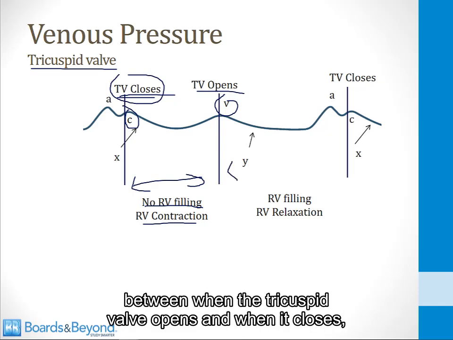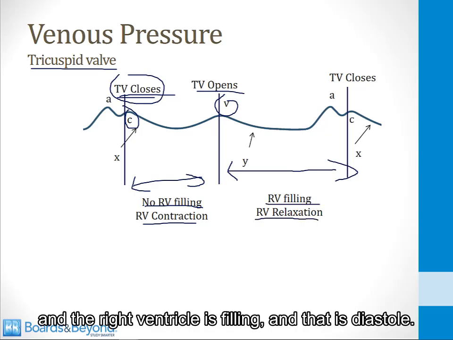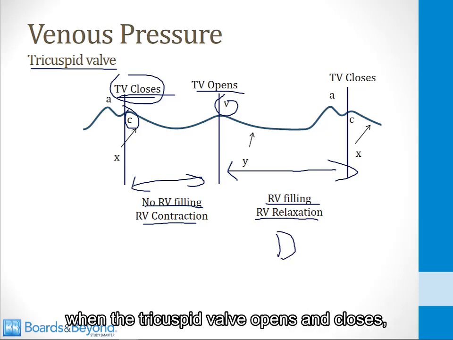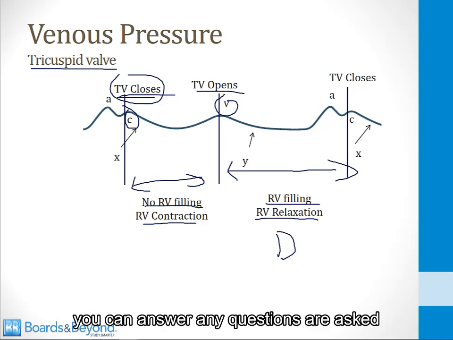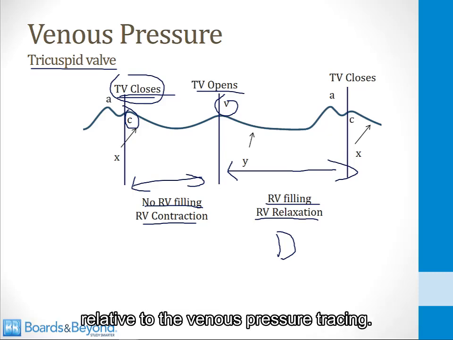Beyond these 2 points, between when the tricuspid valve opens and when it closes, that's when the right ventricle is relaxing and the right ventricle is filling, and that is diastole. So if you can just remember when the tricuspid valve opens and closes, you can answer any questions you're asked about what's going on in terms of systole and diastole relative to the venous pressure tracing.